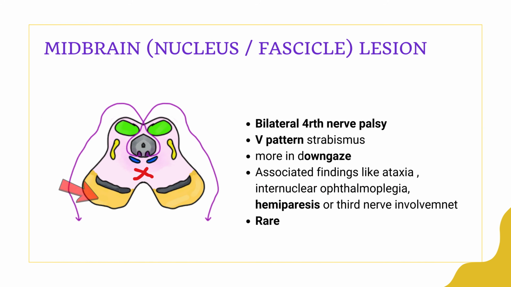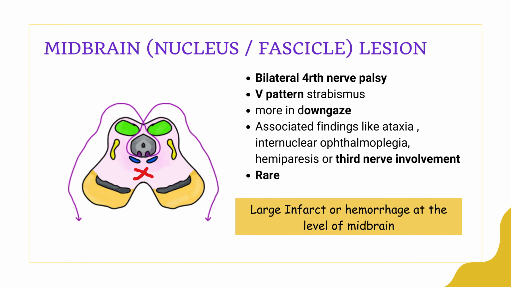Sometimes there might be involvement of the crus cerebri leading to hemiparesis, and rarely there might also be involvement of cranial nerve 3 if the lesion extends superiorly up to the level of the superior colliculus. Such findings point towards a central or nuclear trochlear nerve palsy, commonly due to a large infarction or hemorrhage at the level of the midbrain.